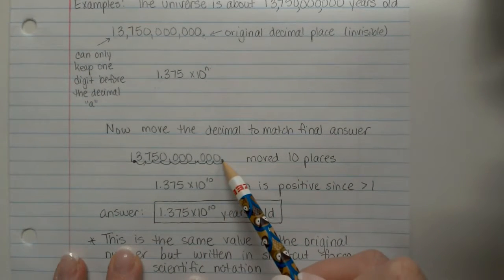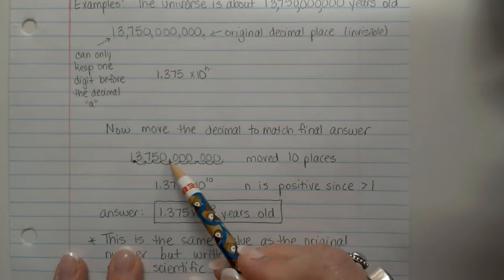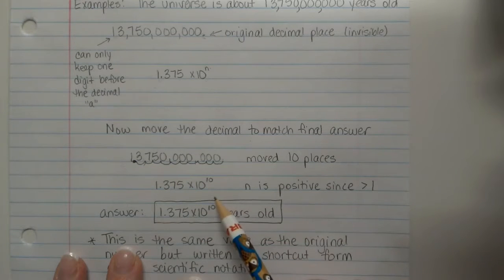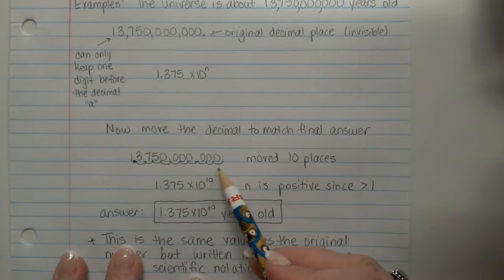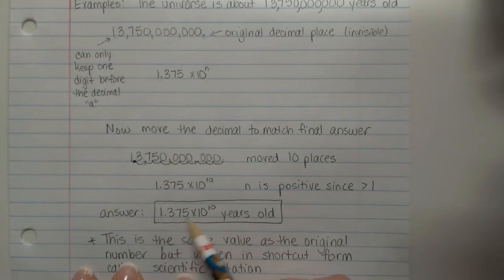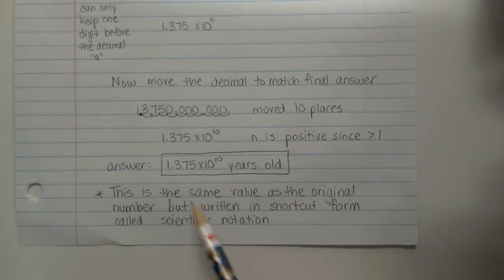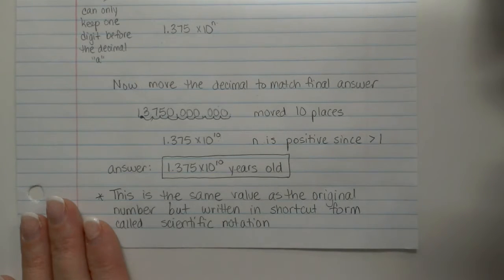So here's where I moved my number. I started over here where the imaginary decimal was in the original number. I moved it 3 spaces, 3 more spaces, 3 more spaces, and then another space. So I ended up moving it 10 spaces. So I put my 10 here first. Then I go back and say, is this a positive number? Is this a big number? Or is this a small number? Since it's big, then my exponent is positive. And so that means that the universe is about 1.375 times 10 to the 10th years old, which is weird looking, but it's a lot less cumbersome not having all those zeros that you have to put in. And by the way, this number and this number are the same value. They're just written in shorthand.